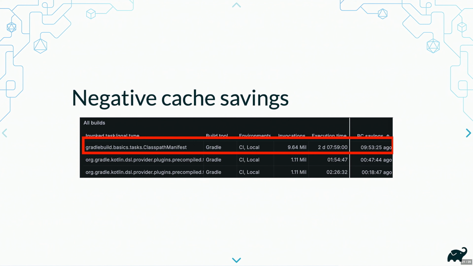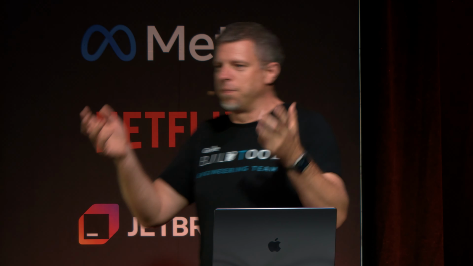And so if you look at our build, I mentioned that classpath manifest task earlier on. We've got nearly 10 million invocations a week. And what we can see is that out of the total elapsed time of 2 days and 7 hours, we actually have 10 hours. That "ago" is kind of a problem in the representation of the data. It's a date and it's negative, so it's ago, right, in the past. But it means effectively we're spending 10 hours for nothing, restoring things from the cache while actually running it locally would be faster.